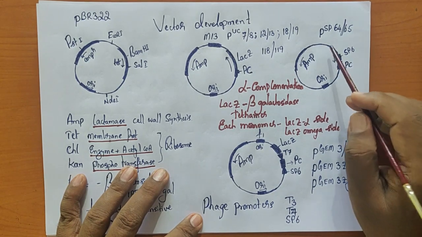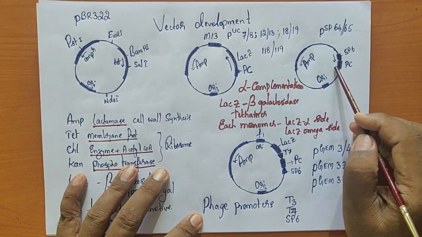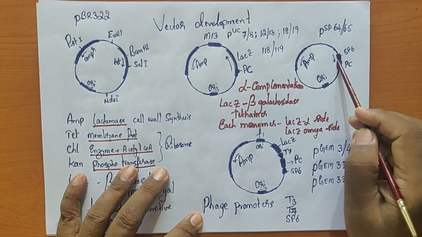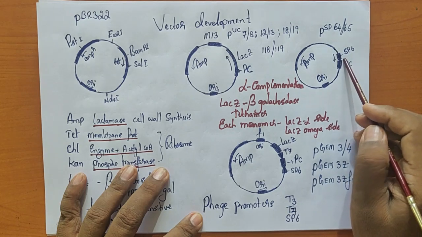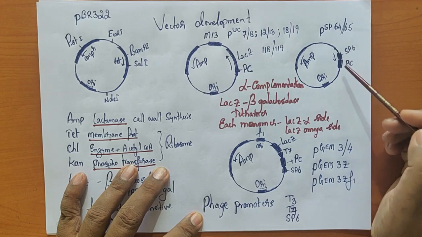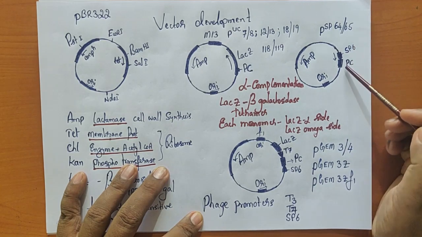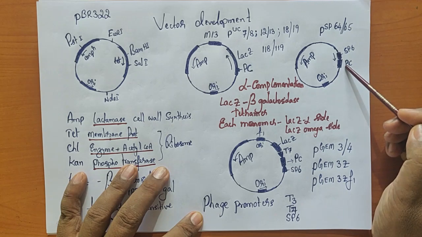All right. But compared to all these things, this is a very good vector in which there is a well-defined SP6 promoter here. Now this is the pSP65. Again, it is the positive orientation and the negative orientation of the polyclonal restriction site.